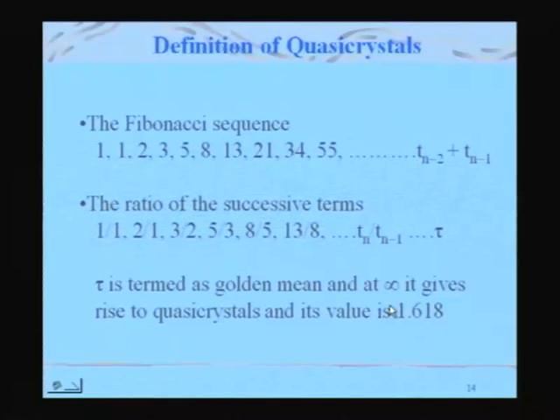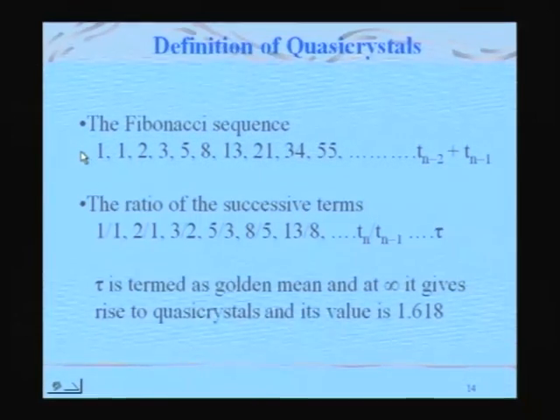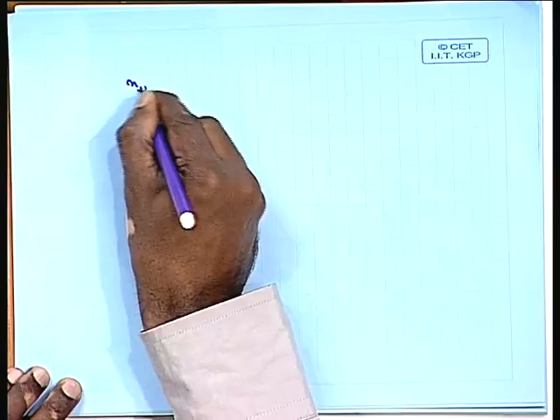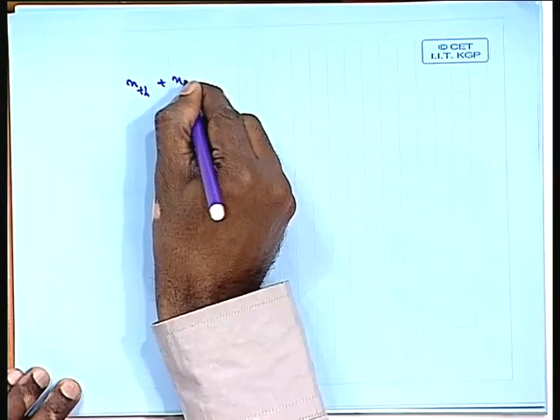what is quasi-periodicity? Quasi-periodicity can basically be explained by what is called the Fibonacci sequence. What is a Fibonacci sequence? A Fibonacci sequence is nothing but you start with the number 1, let us say, and in principle you start with 0. Always keep adding the consecutive 2 numbers. That means add the nth number plus the (n minus 1)th number.